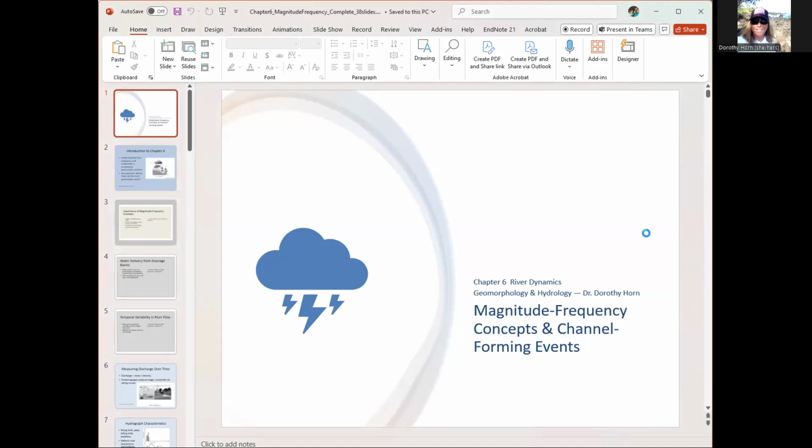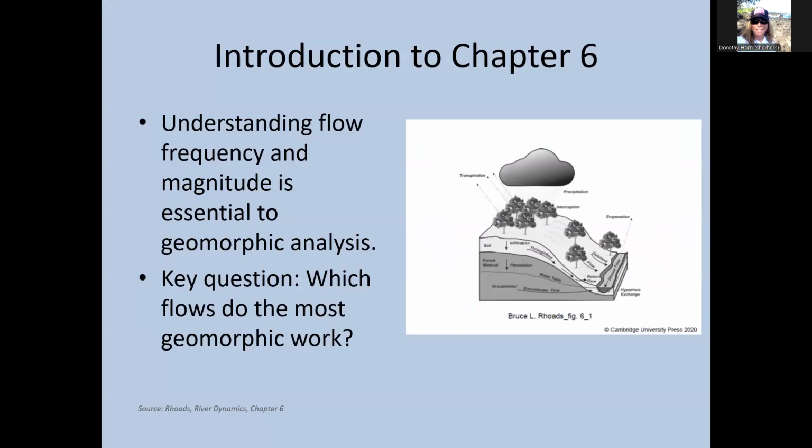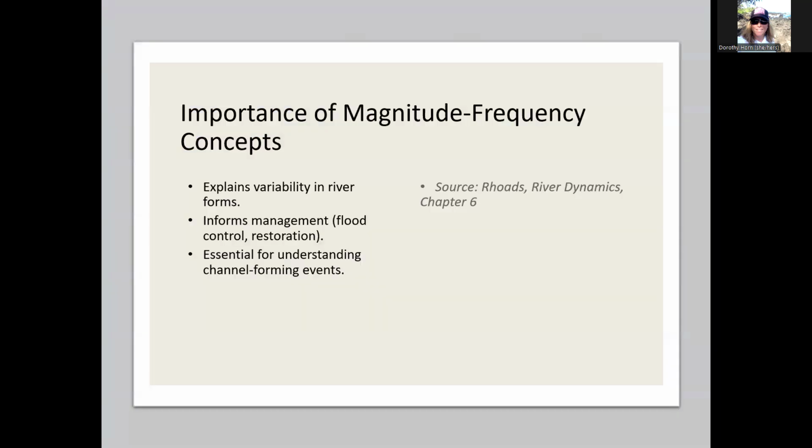All right, so chapter 6 in our book is all about channel forming events. So we have to really understand what the flow frequency is to be able to do that geomorphic analysis. All right, so which flows really do the most work? Is it the big flows, right? The big massive runoff flows, or is it the slow and steady flows? And so that's what we're going to talk about.